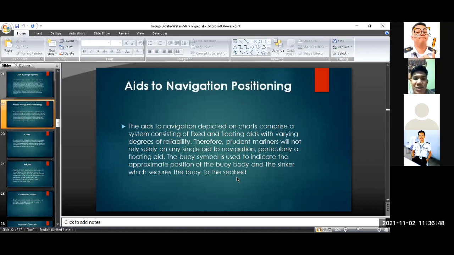Aids to navigation positioning. The aids to navigation depicted on charts comprise a system consisting of fixed and floating aids with varying degrees of reliability. Therefore, prudent mariners will not rely solely on a single aid to navigation, particularly a floating aid. The buoy symbol is used to indicate the approximate position of the buoy body and sinker, which secures the buoy to the seabed. Next slide, please.